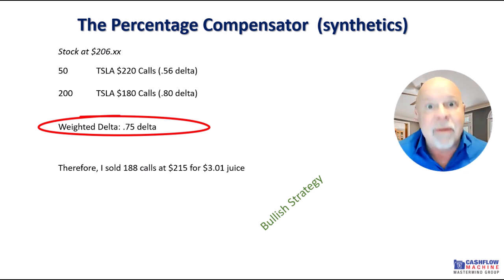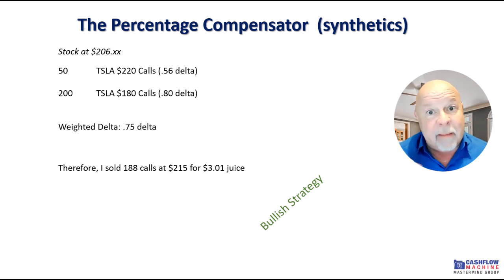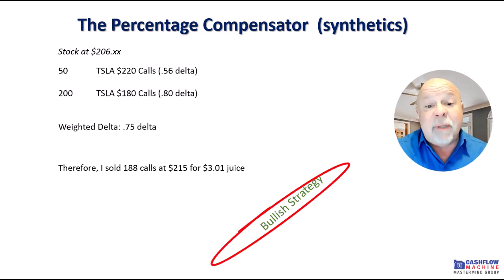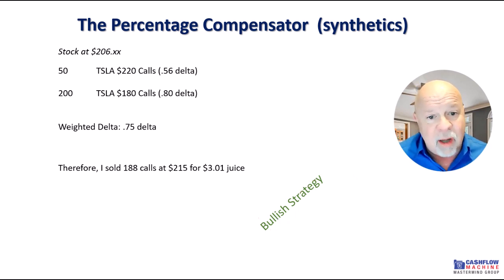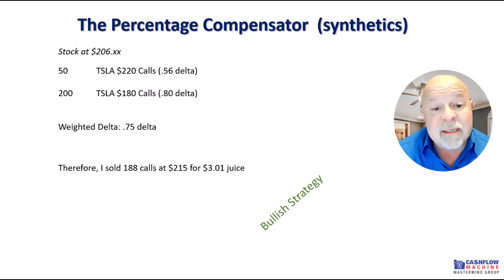Well, if I believe Tesla is going a little higher, and I don't know if it is or not, I just have to believe the probabilities are in favor of it going higher. I have to believe it's going to go up. So instead of selling all of my calls, I chose to sell 75% of the calls because I believe it's going to go higher. So I use the 75 delta as my factor.